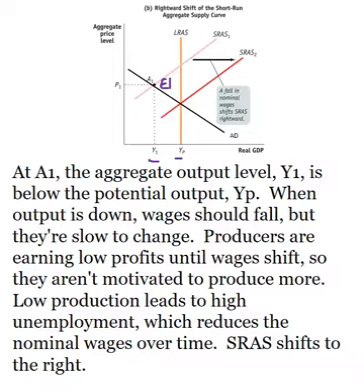Low production leads to high unemployment. If you're not selling much stuff, you can't pay your employees. And with high unemployment, there's going to be so many people looking for work that some desperate person is willing to accept a reduced nominal wage. When nominal wages go down, SRAS shifts to the right, and now we intersect with E2.